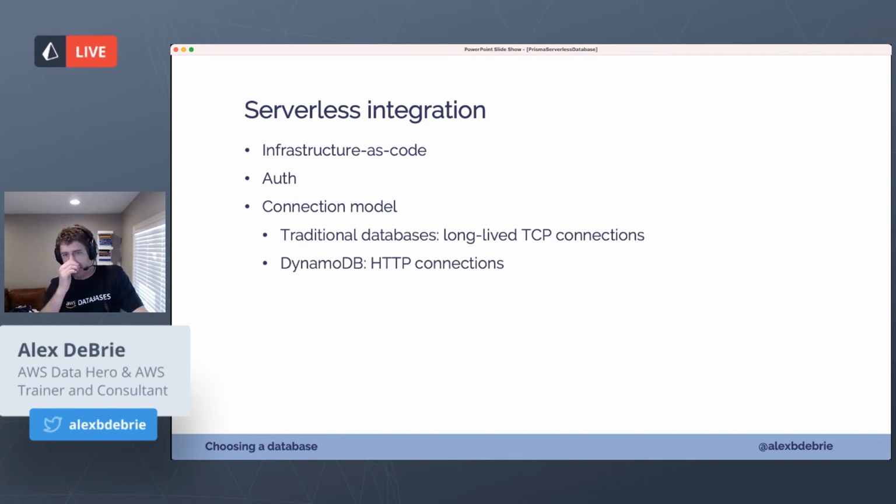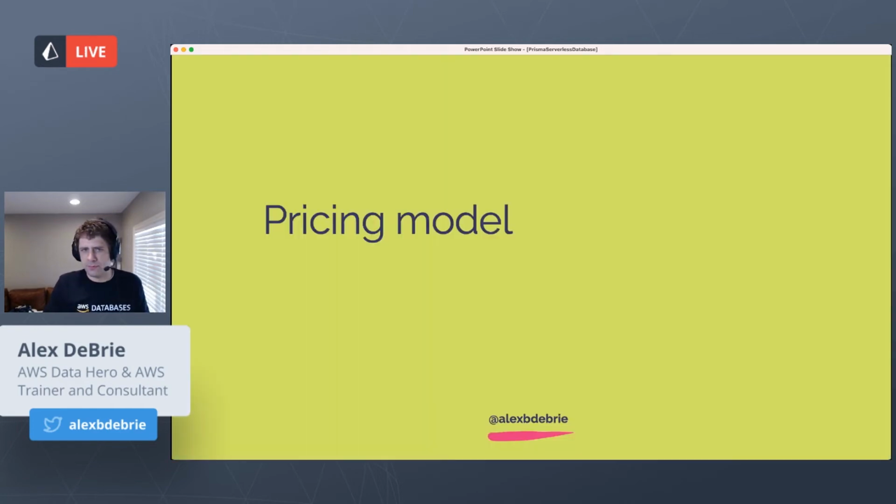If you're working with DynamoDB or also Fauna, it uses HTTP connections, which means you don't need to worry about connection limits, right? They've got basically a front end that proxies to Dynamo, and it can handle as many connections as you want. You also don't have to worry about long-lived connections or connection limits. You don't have to worry about security groups and networking, all that stuff. That's all done over HTTP, and the authentication is IAM, so you don't have to worry about it. Fauna, very similar. So again, a nicer sort of connection model for this stuff.